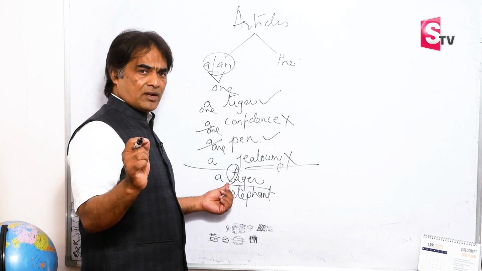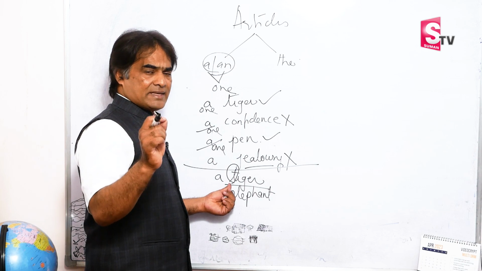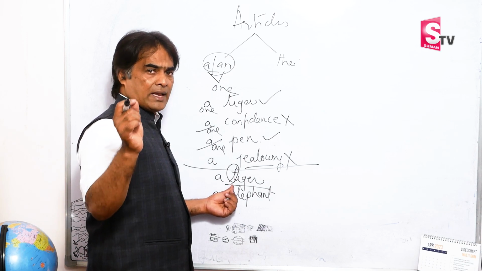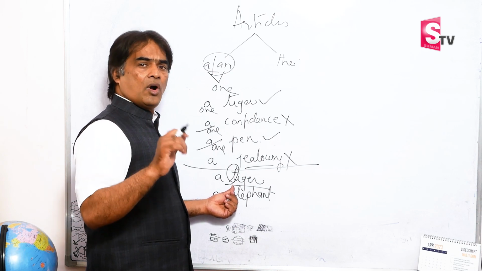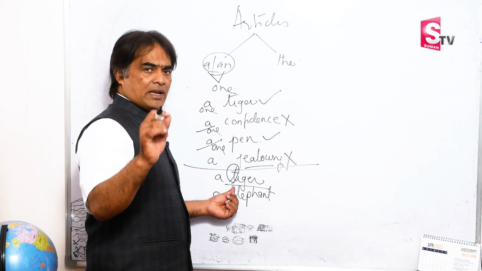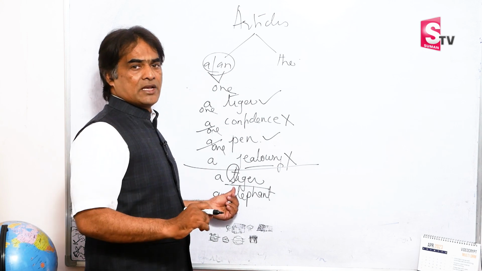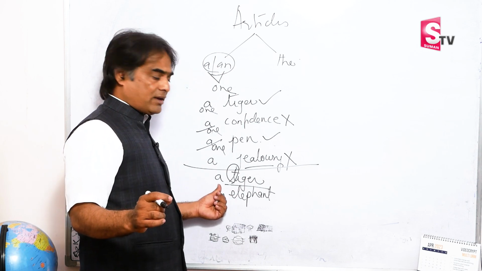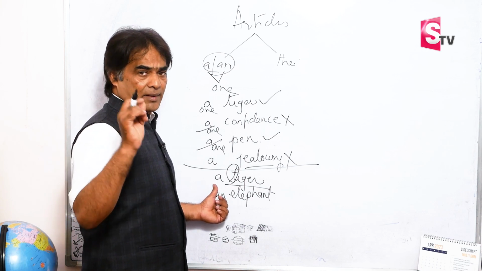What's a consonant? All letters in ABCD, except A, E, I, O, U. All letters excepting A, E, I, O, U are consonants. So when you have a consonant sound immediately after a or an, we do not use an, we use a.